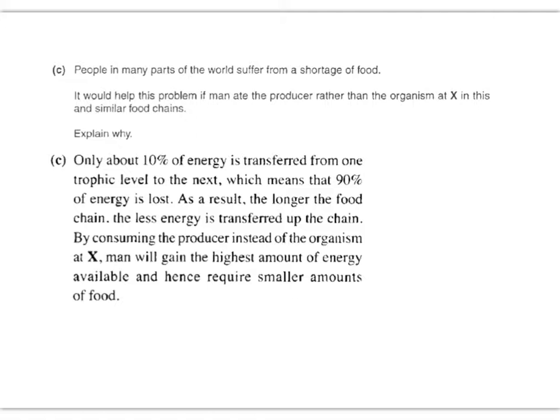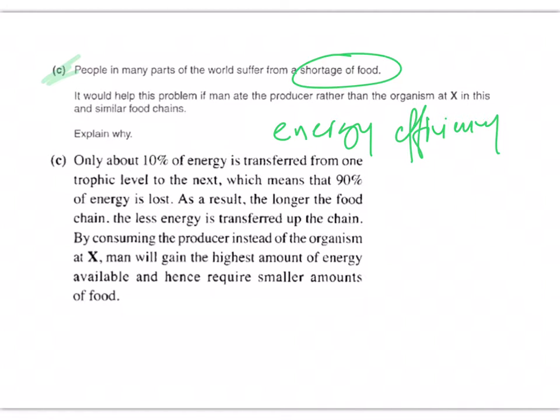Okay, part C looks like a very different question, but I need you to think about how this is related to what we've learned in biology. We are looking at the big idea of energy efficiency. Okay. So in terms of energy efficiency, shortage of food, we know that there's a world shortage of rice, grains, and whatsoever. Okay, it would help this problem if men ate the producers rather than organism X. So yes, actually the main focus is here, correct? So let's look at how we can phrase our answer.